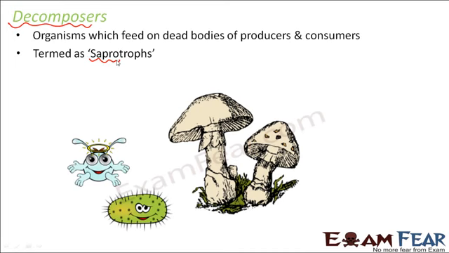So basically we spoke about three categories of living organisms, that is producer, consumer and decomposer. Producers are called autotrophs, consumers are called heterotrophs, and decomposers are called saprotrophs. So these are their other names. Now examples of decomposers, the most popular examples would be bacteria and fungi. These are the two sets of microorganisms which are extremely helpful in decomposition of dead and decaying matter.